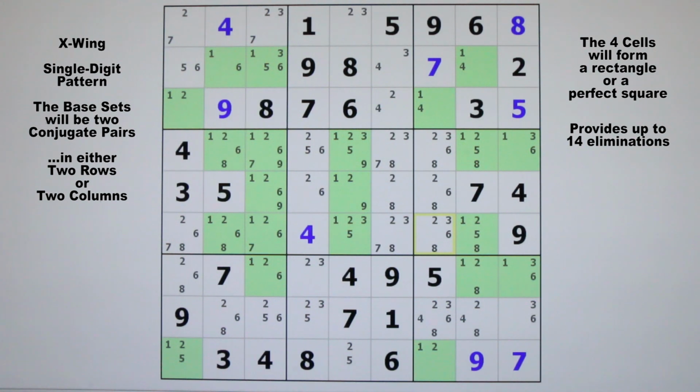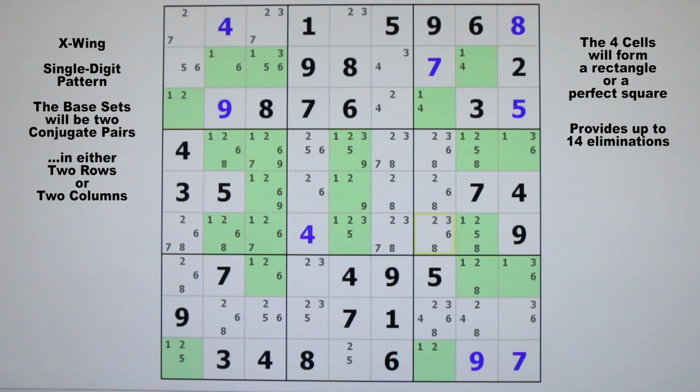I want you to notice what the X-Wing looks like now. As you can see, we made all the eliminations. So now the candidate 1s are the only 2 1s in column 3 and in column 7. To start with, they were the only 2 1s in row 3 and row 9. But now that the eliminations are made, they're the only 2 1s in the columns as well.